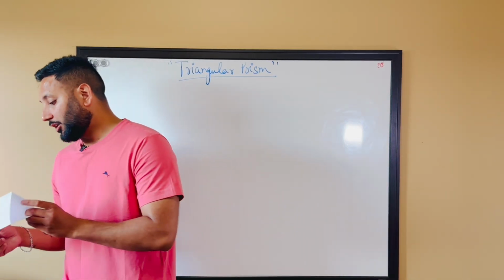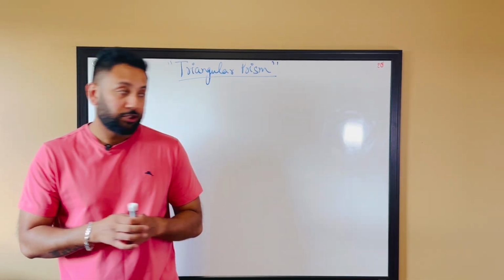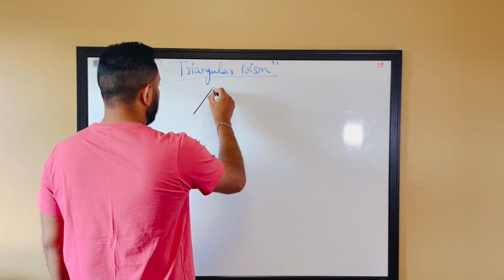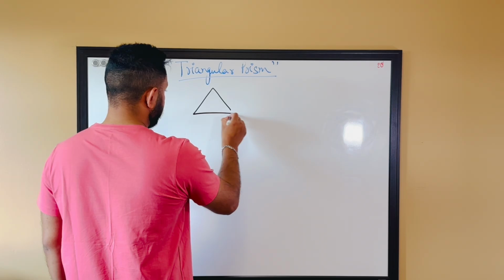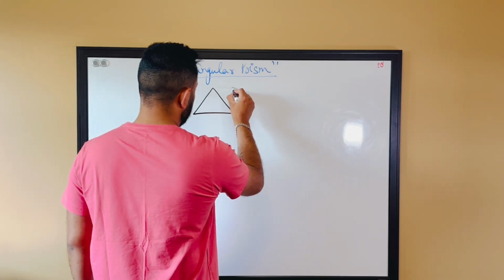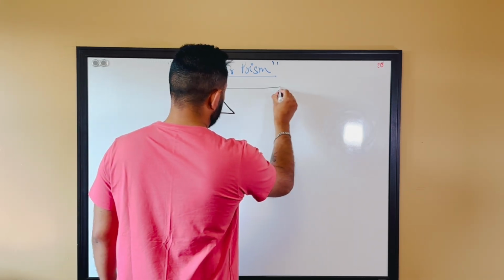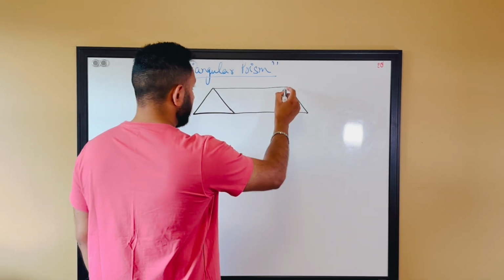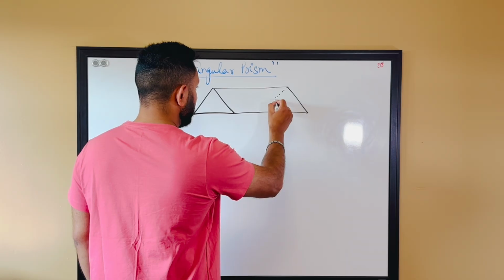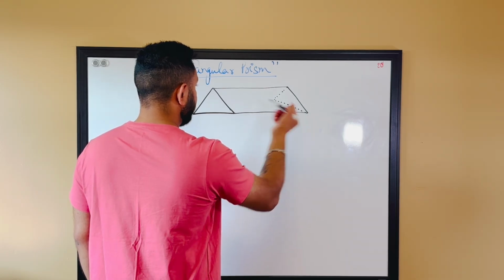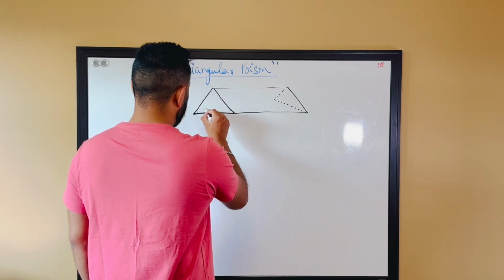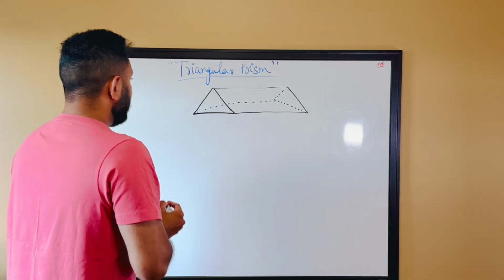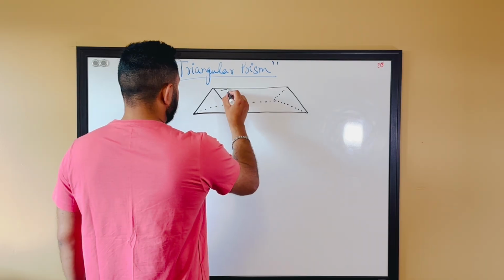So now we're gonna learn how we draw a triangular prism. If this is the front face, that is triangular, and as we cannot draw the back face, so this is an imaginary back face, and that connects the top face. So this is a triangular prism.